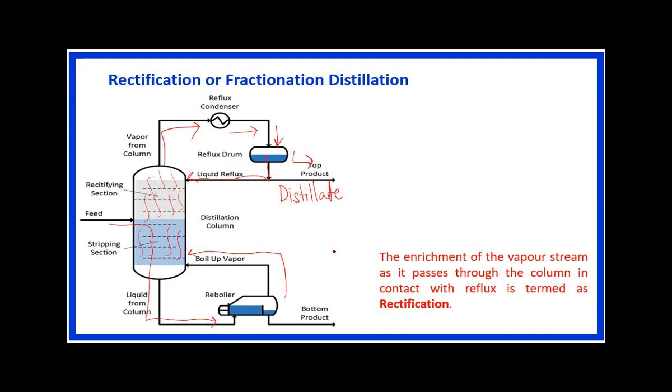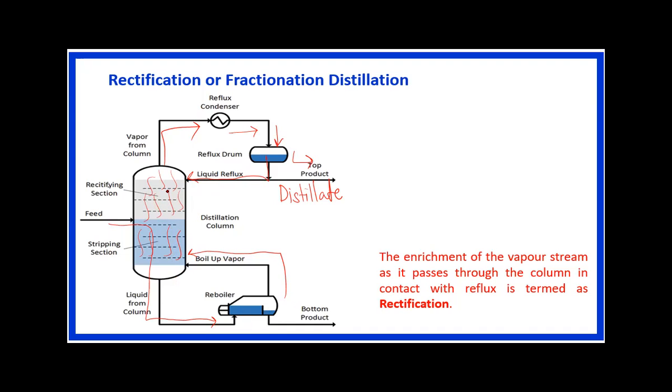If the required purity or composition is not reached, then again this liquid reflux is contacted with the vapors, and more volatile components come again to the condenser, and this cycle goes on up to the requirement of our purity range. In the same way, the feed is fed through the plates, goes to the reboiler, and again these vapors are contacted with the reflux.